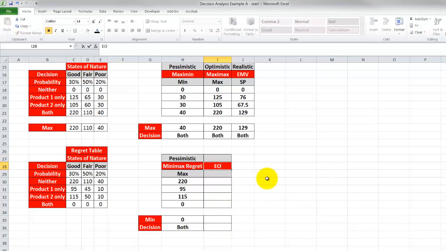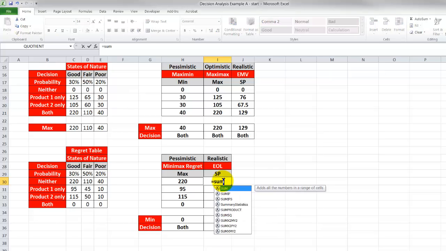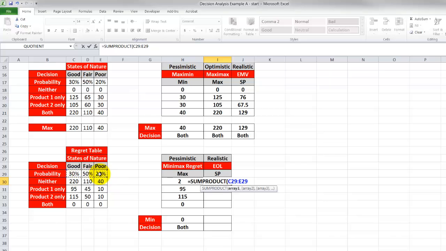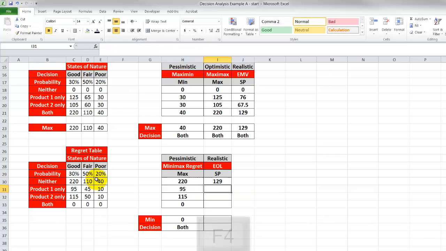The expected opportunity loss. Okay, we'll also need a sum product here. So this is more of a realistic approach, because we're involving the probabilities of those unknown states. So here we would have a similar calculation, sum product, the probabilities, we can lock those, and sum product that with the payoffs per the decision. So here what we have is an expected opportunity loss of 129, 53, 61.5, and 0.